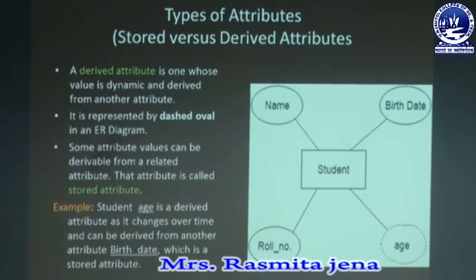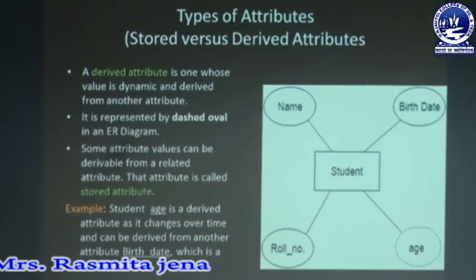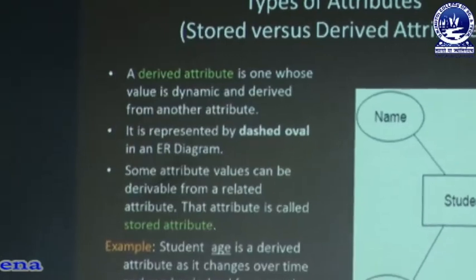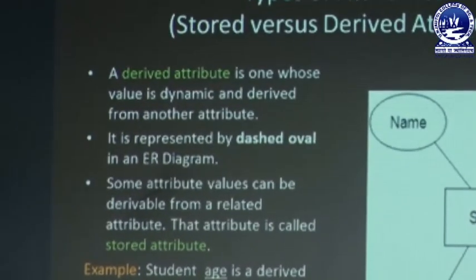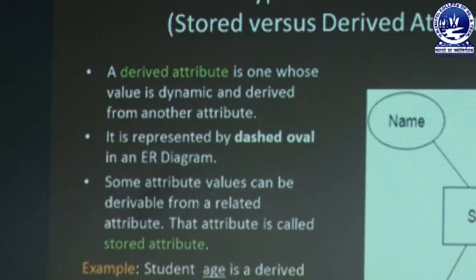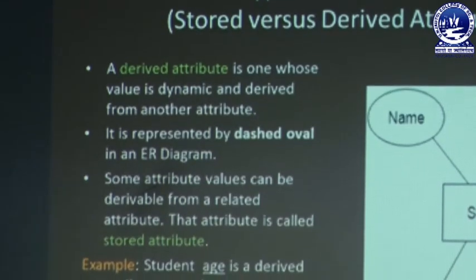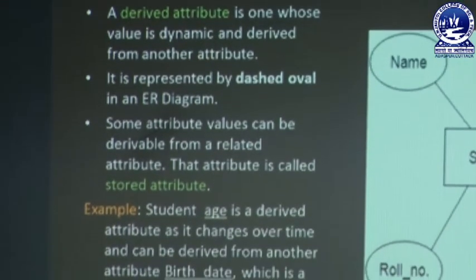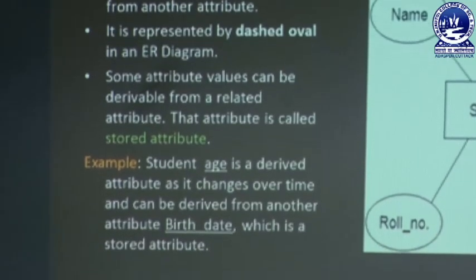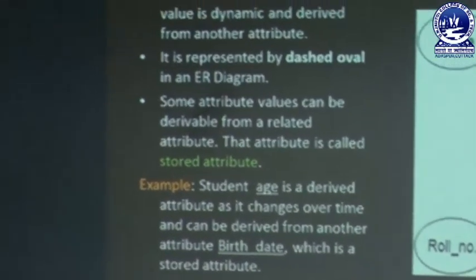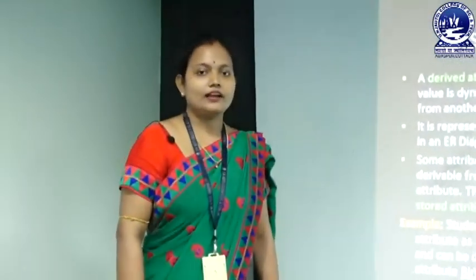A derived attribute is one whose value is dynamic and derived from another attribute. And stored attribute is what? Some attribute values can be derived from a related attribute, that is called stored attribute. And these two are explained by giving one example. Suppose a student has attribute date of birth and attribute age. Here the age attribute value of a student is derived from the date of birth attribute value. So, in this case the age is the derived attribute. Why?